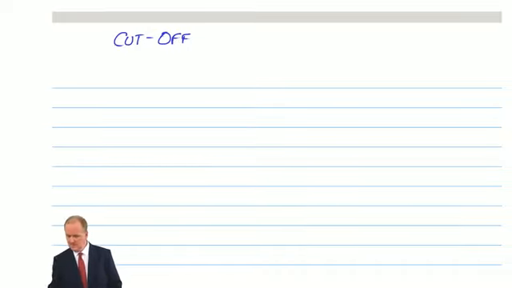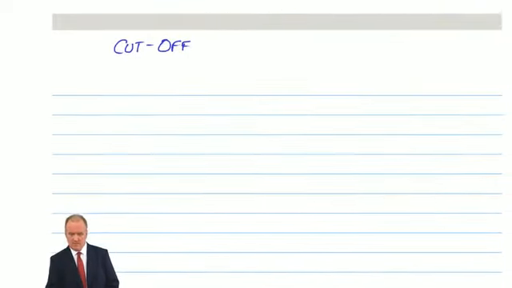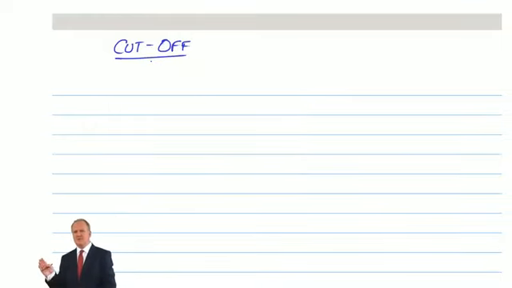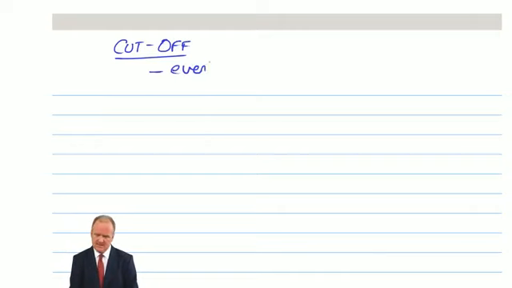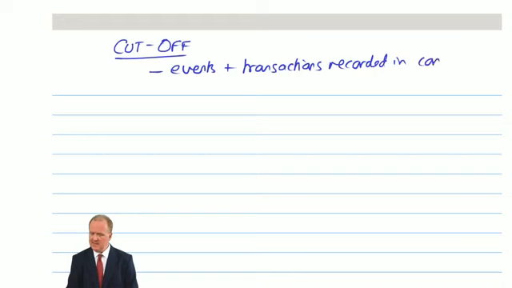Third one I'd go for cutoff. Cutoff is a sort of extension of the occurrence issue, where we're trying to make sure that around the year end, when goods could leave on one day and be invoiced on another, that the timing of this has hit the right accounting year. So events and transactions recorded in correct accounting period.